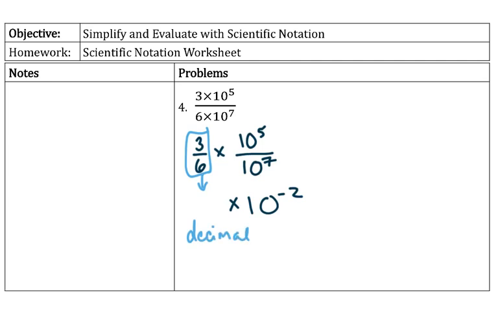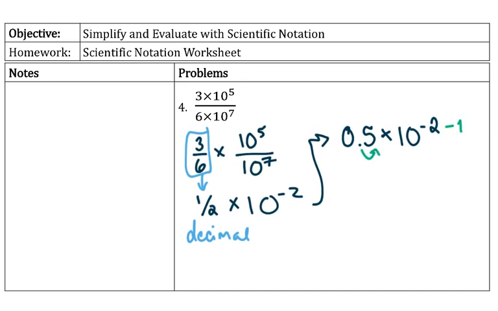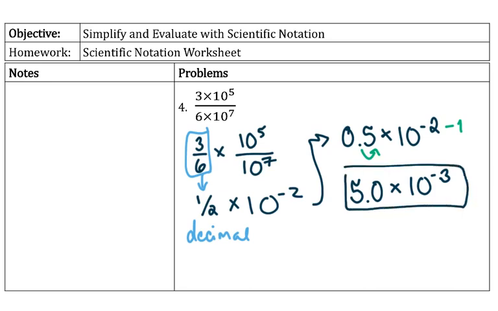What I might do is simplify that fraction. 3 over 6 is the same as 1/2. As a decimal, 1/2 is 0.5 times 10 to the negative 2 still. And now the decimal point is 1 too small, which we compensate for by taking away another 1 in the exponent, leaving us with 5.0, if you want to write it like that, that's fine, or just 5, times 10 to the negative 2 minus 1, which is negative 3, as our final answer.